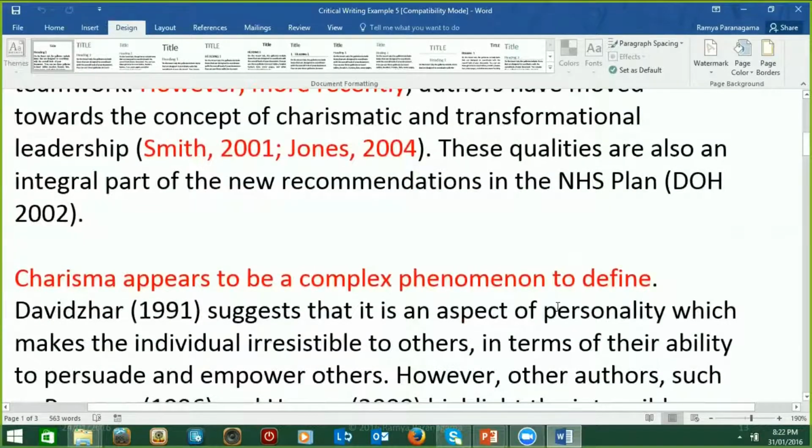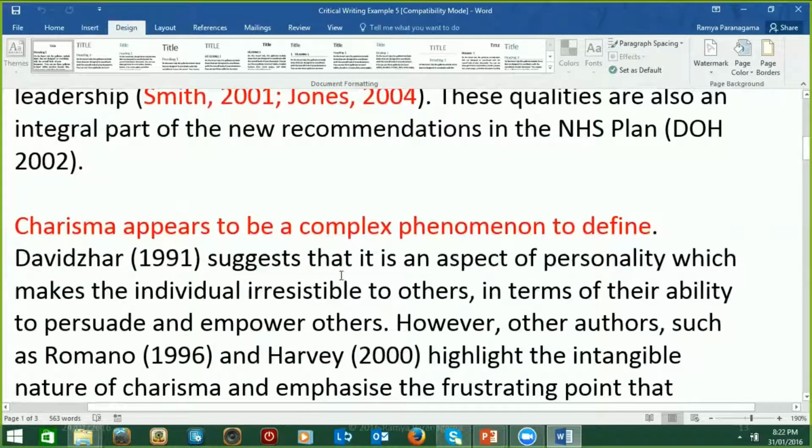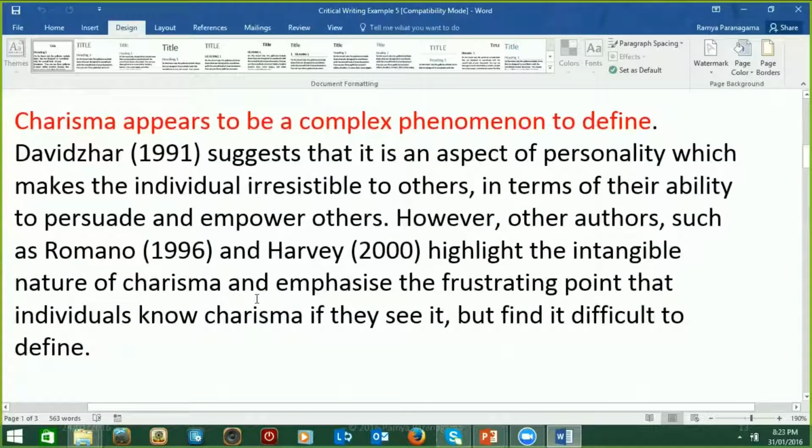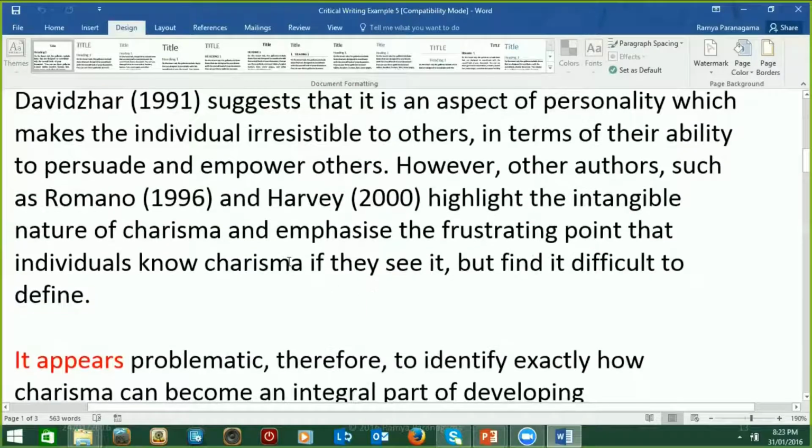Then getting into the new paragraph, it says here, charisma appears to be a complex phenomenon to define. And it's a writer's word, because the writer felt that charisma is very complex. Why? It's giving answers. The analysis is answering the why, the how, and what if questions. To support that, it says David suggests this. Then, however, other authors say what? And then it comes up with a comment.